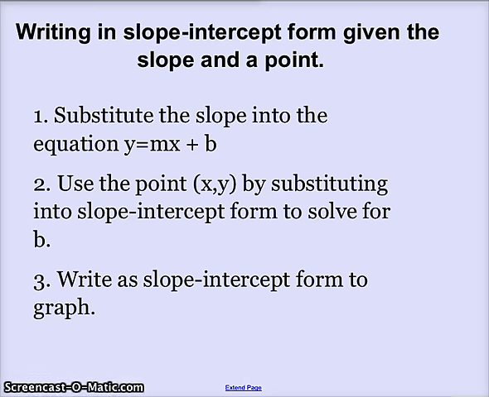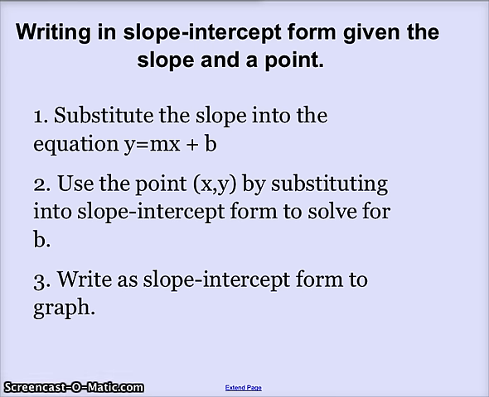Okay, now I'm going to show you something else. Sometimes you're not given the y-intercept, but you have the slope. Having the slope alone is not enough to graph a line. So here's a way you can figure out what the y-intercept is. Number 1, substitute the slope into the equation y equals mx plus b. So basically, substitute in for m. Then, use the point x comma y that's given to you by substituting into slope-intercept form to help you solve for b. And finally, write it in slope-intercept form so that you can graph.